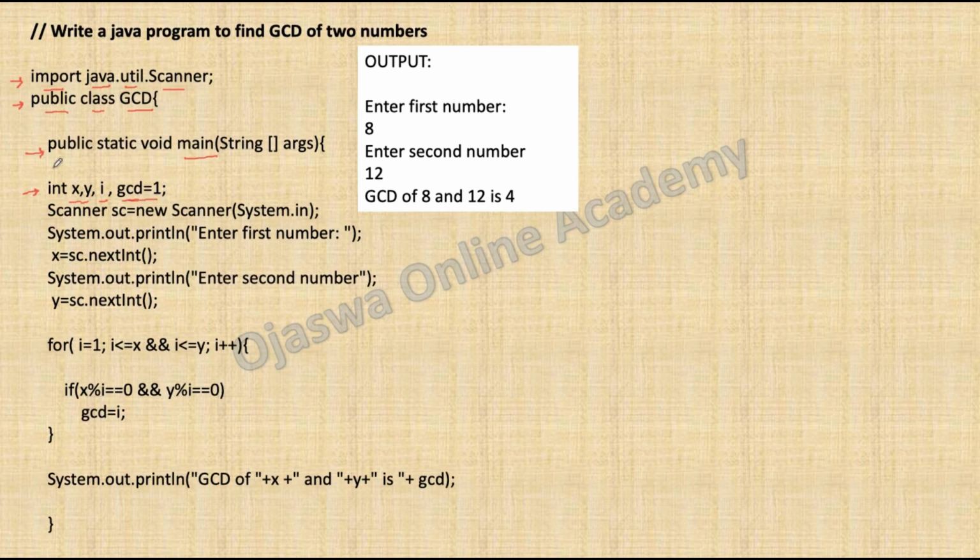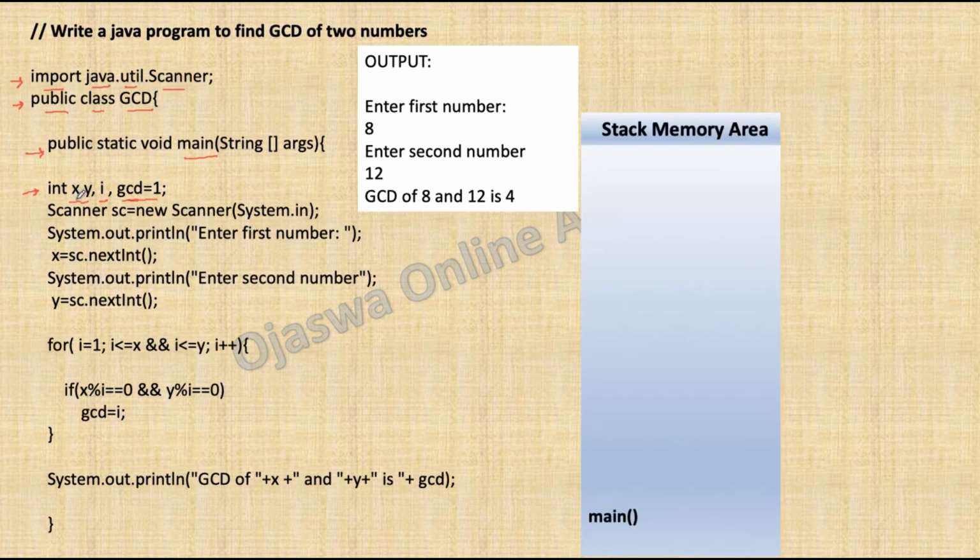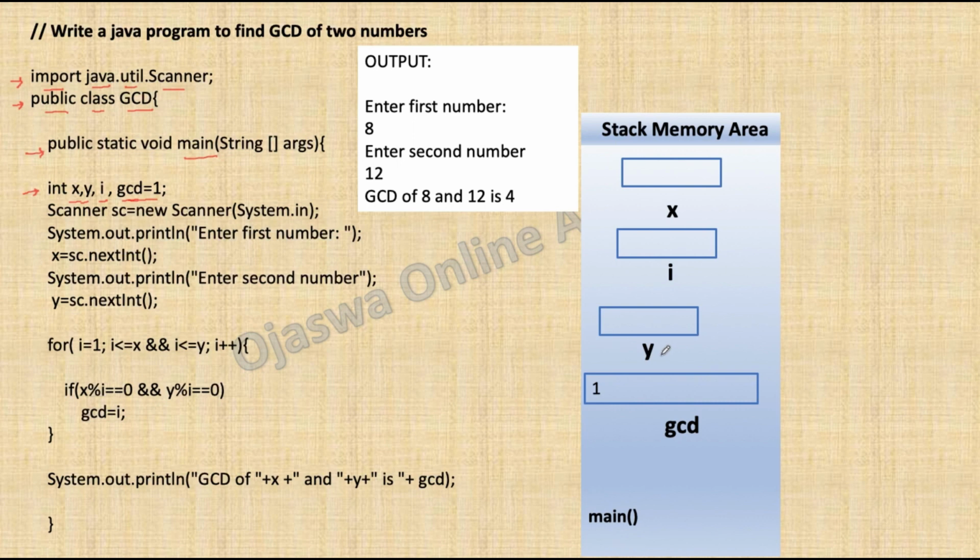So as soon as the interpreter reads this statement, memory allocation happens. So memory for variable x is reserved inside stack memory area. Memory for variable y is reserved inside stack memory area. Memory for variable i is reserved inside stack memory area. And memory for variable GCD is reserved and value 1 is stored in here.